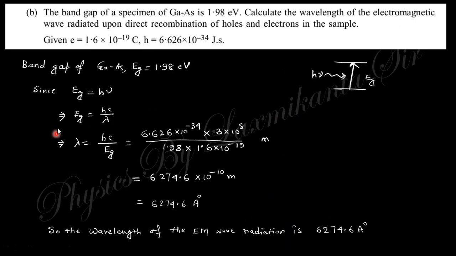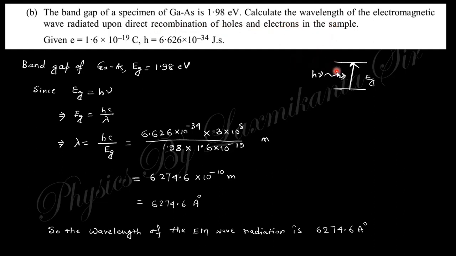Next question. The band gap of gallium arsenide is 1.98 eV. Band gap means the energy gap between the valence band and the conduction band. Calculate the wavelength of the electromagnetic wave radiated upon direct recombination of hole and electron in this example.